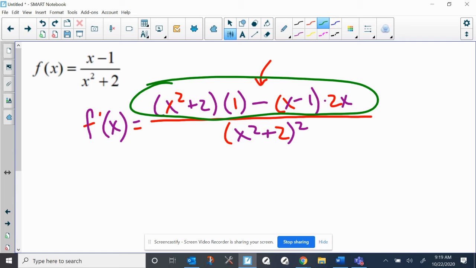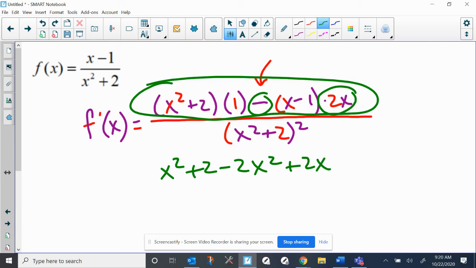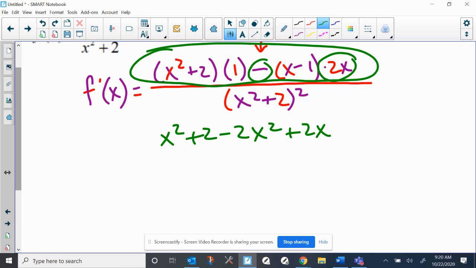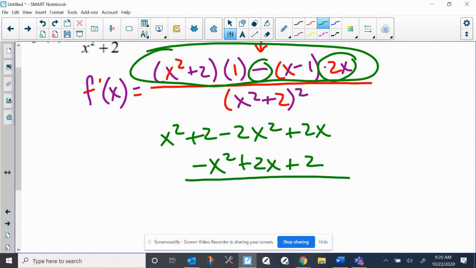So I will change my numerator. So just a little bit of work there. X squared plus 2 times 1 is just x squared plus 2. And then I'm going to distribute a negative 2x into the x minus 1. So I'm going to distribute those at the same time. So this will be minus 2x squared. And then a negative 2x times a negative 1 is plus 2x. And then I will combine like terms. So I have an x squared minus 2x squared. So that is a negative x squared plus 2x plus 2. And I'm going to leave that over x squared plus 2 squared.